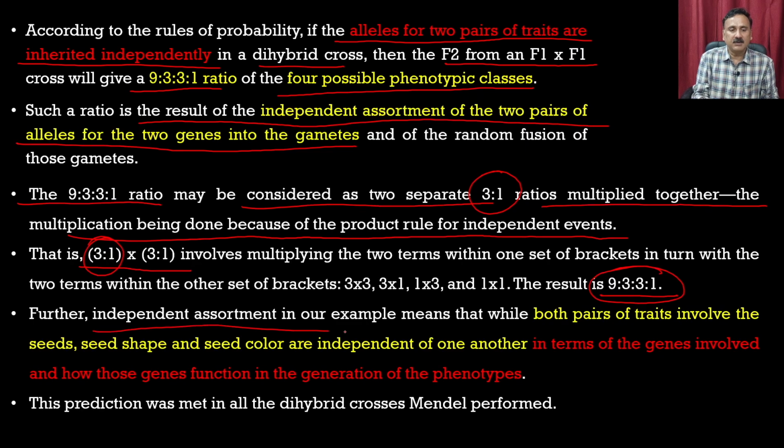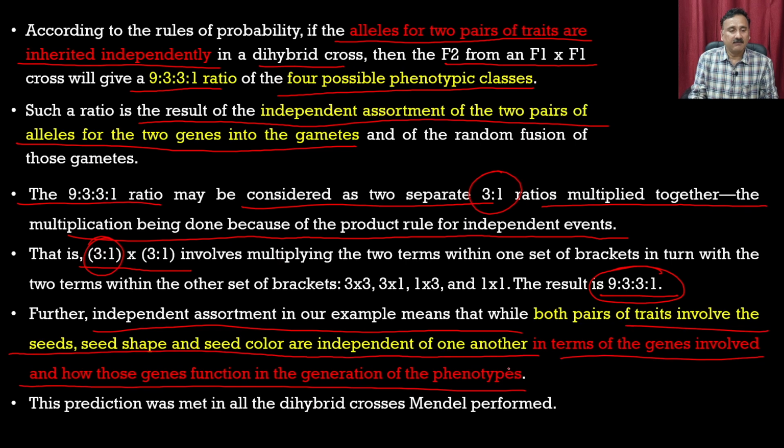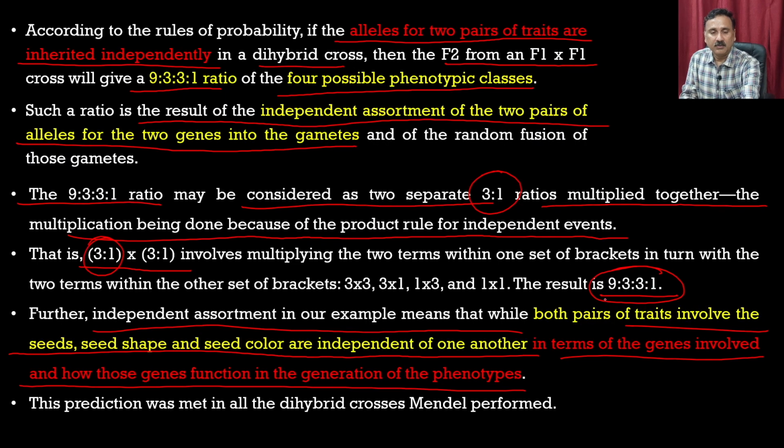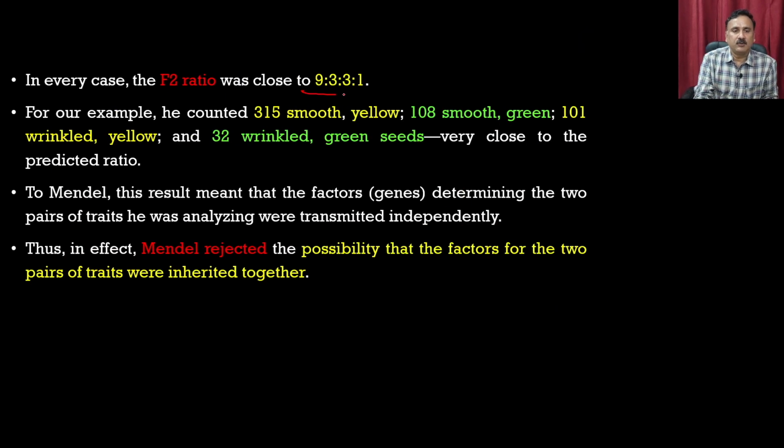So independent assortment in this example means that both pairs of traits, the seed shape and seed color, are independent of one another, in terms of the genes involved and how the genes function in the generation of the phenotype. So this prediction was met in all the dihybrid crosses Mendel did. Remember that he used 7 different types of traits. So no combination gave any other ratio than 9:3:3:1, right? So in every dihybrid cross, it is going to give you this particular ratio, and this ratio is coming because 3:1 multiplied by 3:1 is 9:3:3:1, right?